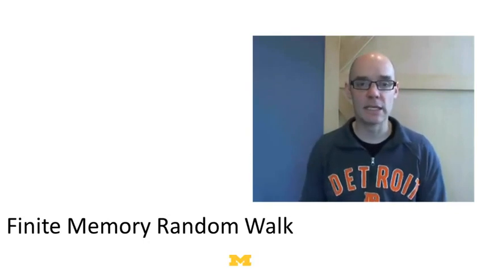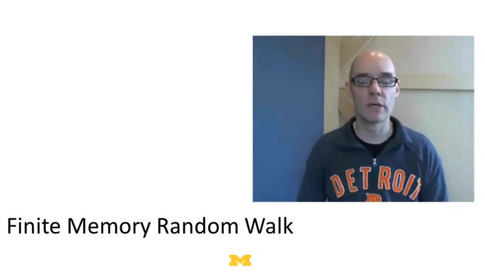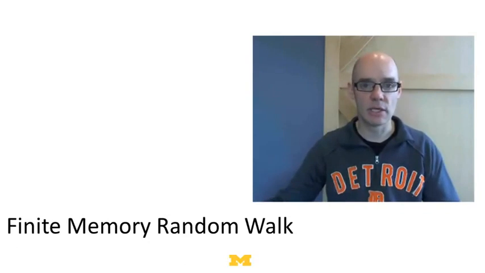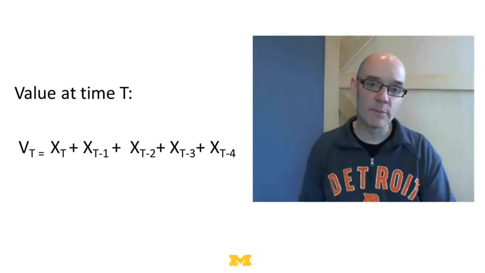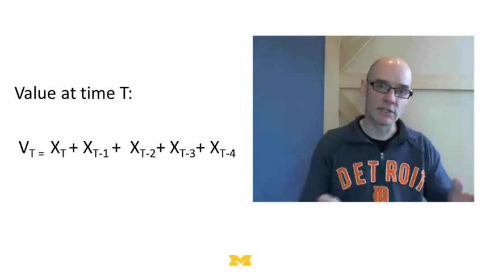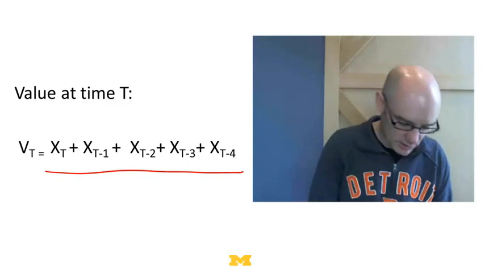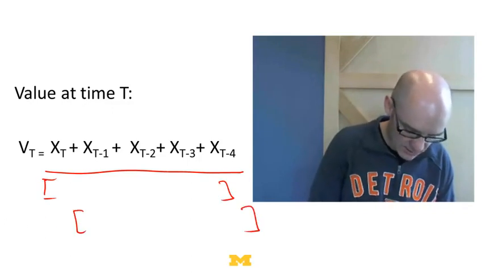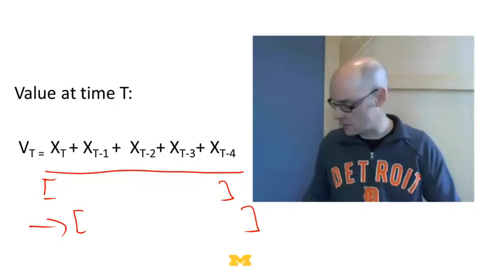Here's the idea. In our random walk model, your value depended on every single shock all the way through. In a finite memory random walk, your value only depends on the previous 5 shocks, the previous 7 shocks. Let me show you. The value of something at time t, instead of starting at 0 and adding all the way up to t, just includes the previous 5 periods. You can think of there being a window like this, and that window slides along over time. As time passes, you just take the last 5 things that have occurred.